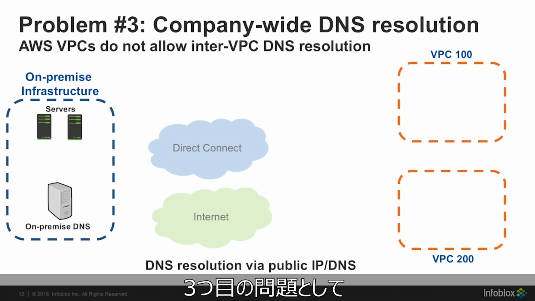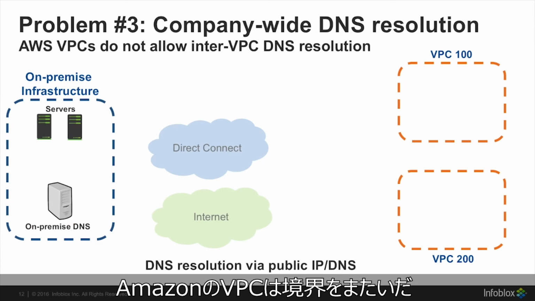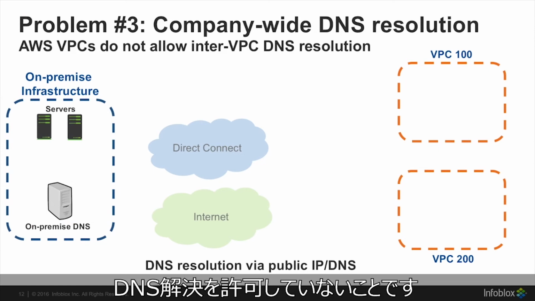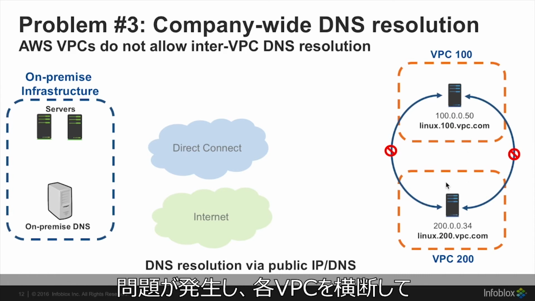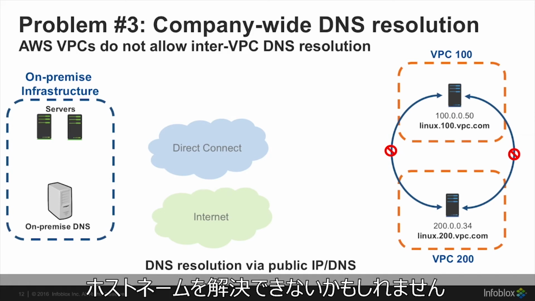The third problem we see is that VPCs in Amazon do not allow DNS resolution to cross their boundaries. In other words, you might run into a problem where you have two instances in these VPCs, and they cannot resolve host names across each VPC.